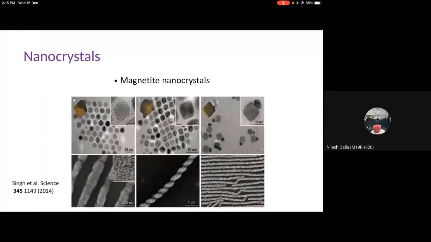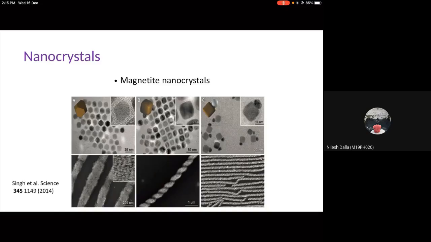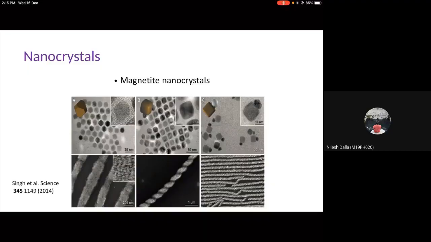You can synthesize in different shapes, cubic or spherical or some complex geometrical structures, and then when they self-assemble, the dominant energy here is the magnetic dipolar interaction that could lead to the formation of long chains of magnetic crystals.